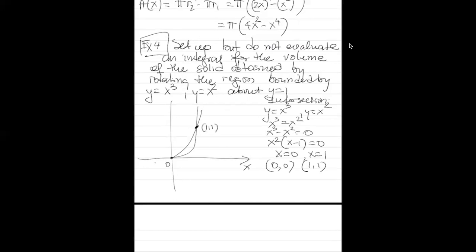Now we need to label the curves. The one that's steeper is the cubic, and the less steep one is the quadratic. Our region is this little crescent here. We are rotating this region around the line y equals 1. So here's the line y equals 1. Draw the symmetrical shape. Not quite. Okay, that doesn't look very good. Let's do it again.